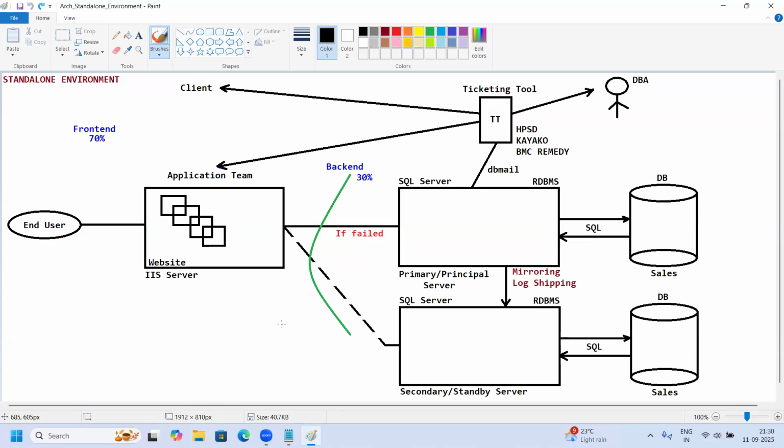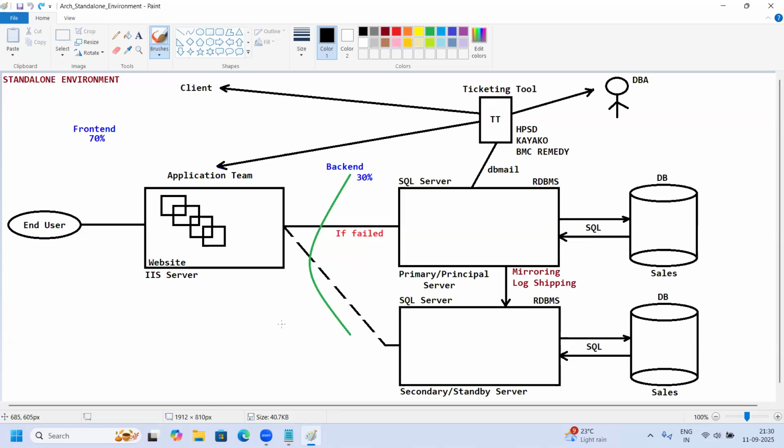What happens in clustering? In the coming classes, whenever I come to the topic of high availability features, I'll explain how a clustering environment is actually created. A clustering environment will not be created by one database administrator alone. A DBA alone cannot create a clustering environment.